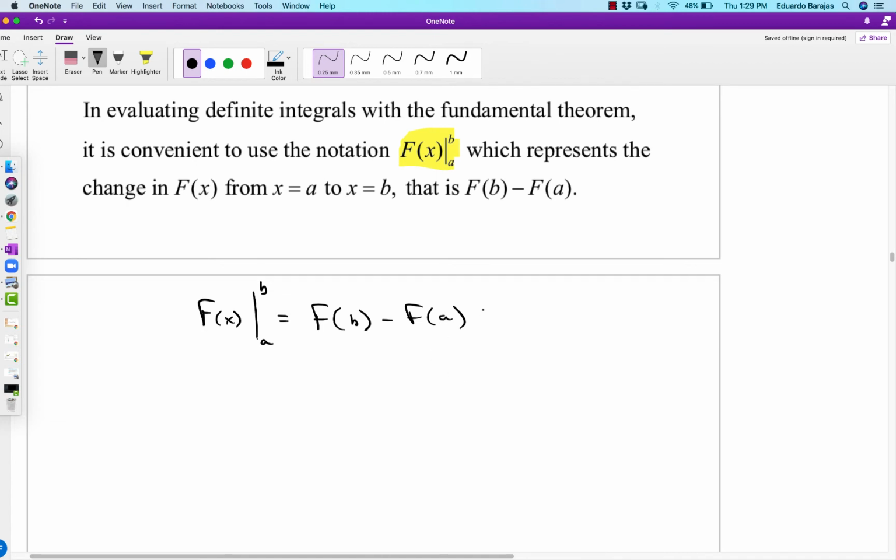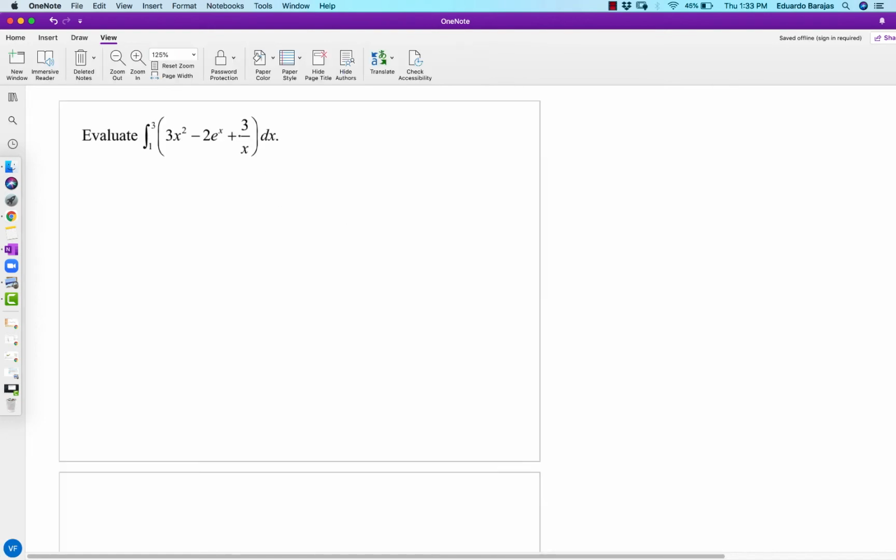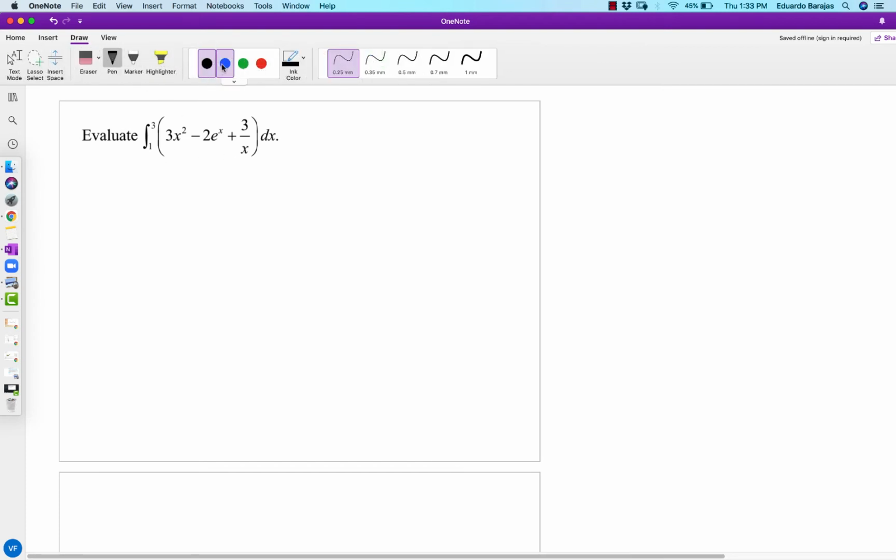All right, let's try an example. Okay, so let's say that we're asked to evaluate the integral from 1 to 3 of the function 3x squared minus 2e to the x plus 3 over x dx. Okay, so let's begin by noting that this is the integrand. So this is our lowercase function f of x.